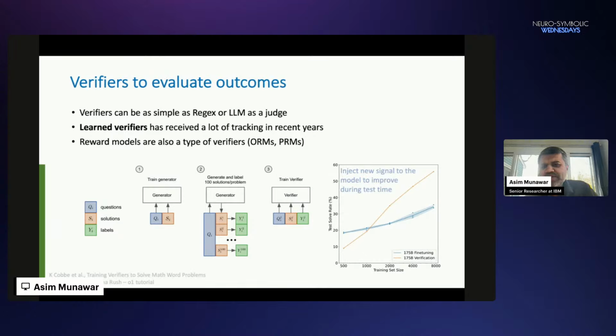What if we have verifiers? If we have verifiers to evaluate our outcomes, which, for example, we have trained as reward models, outcome reward models or process reward models, what we can do now is check our question and solution pair, and we can come up with how good the question and solution are.